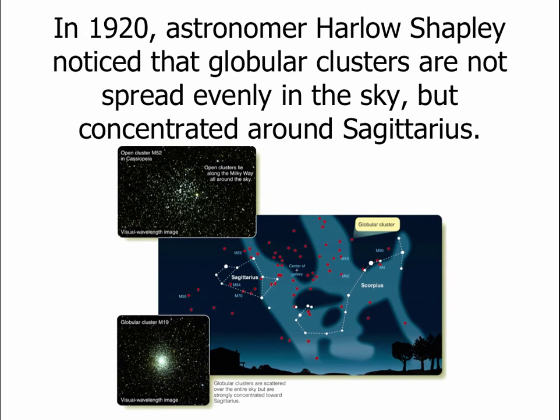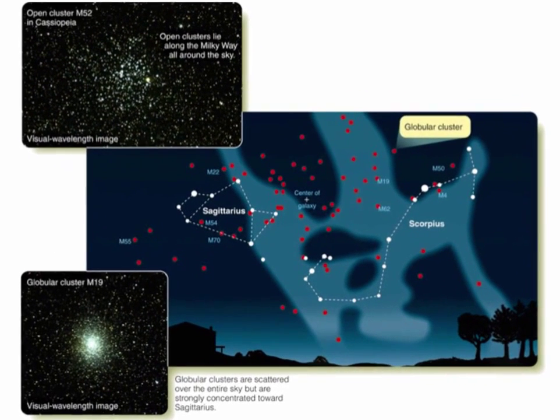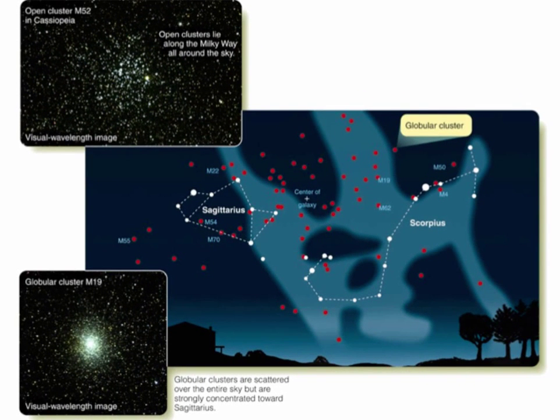So back to our history of the Milky Way. It was in 1920 that an astronomer named Harlow Shapley, a Harvard astronomer, noticed that globular clusters, these really old dense star clusters that we've talked about, are not spread evenly throughout the sky. Open clusters are in the Milky Way, but they're pretty much equal numbers in every direction along the Milky Way. But globular clusters, there are a lot more in the direction of Sagittarius and Scorpius than there are in other directions.